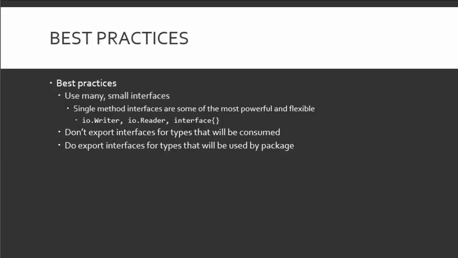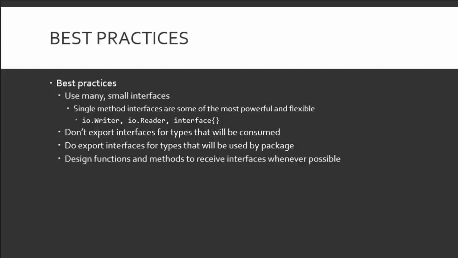So when you're defining a type that you're going to be consuming in your package, then go ahead and export interfaces. That way whoever's using your package can create their own concrete types and implement the interfaces that you need, so you don't need to worry about the implementation. You just need to worry about the behaviors that they're exposing to you.